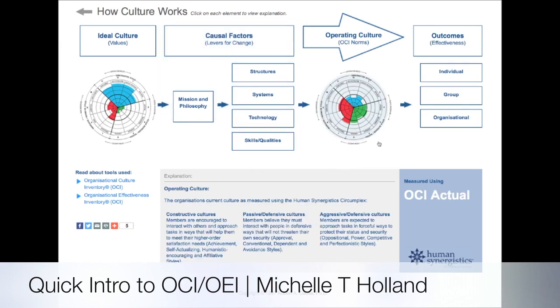We then talk about the operating culture. So this is your actuals, okay? Your causal factors and your operating culture are your actual state right now. So what culture have you got right now? We will diagnose this so that you can understand what's going on in your business right now and the impact that it's currently having. It's been proven through research that effective, profitable, long-term sustainable businesses have a constructive culture, which is up here.